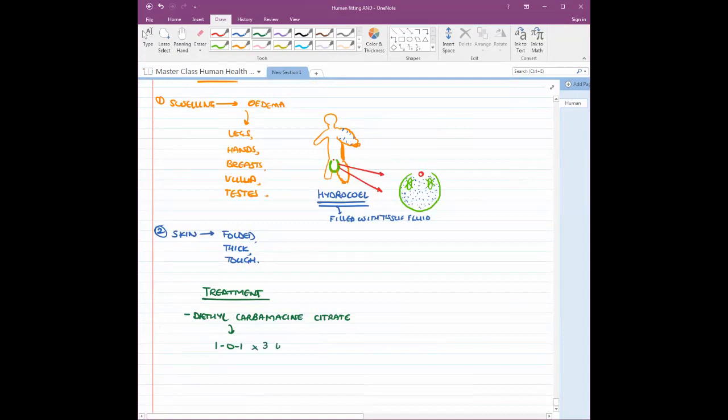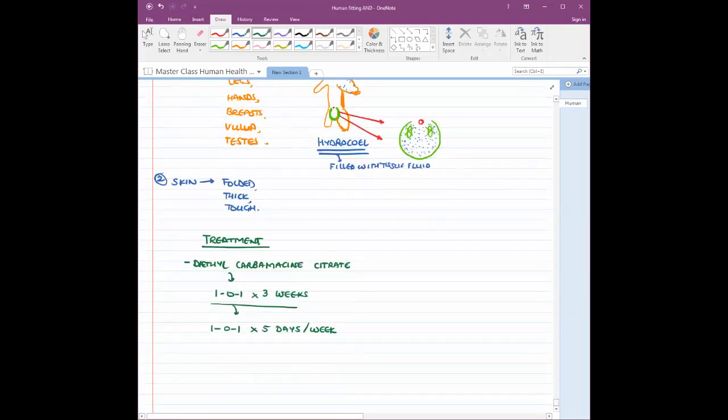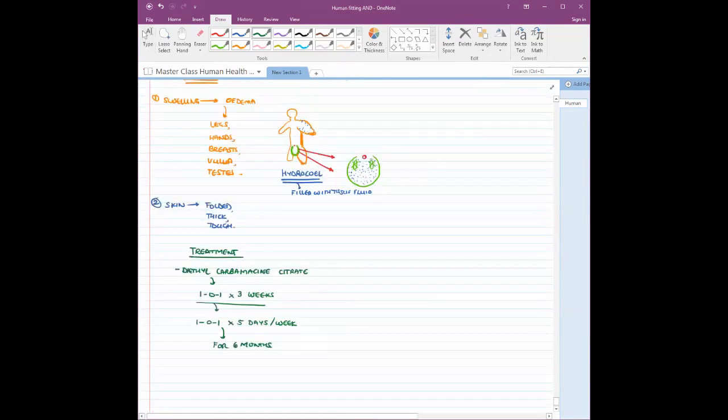Initially it is given for 3 weeks, and after these 3 weeks are done, guys, the same dosage is given, one in the morning, one at night, but then this is continued for 5 days a week. And this regime will be carried out for the next 6 months. This is how the treatment is done. What you need to remember is diethyl carbamazine citrate. You just need to remember this.